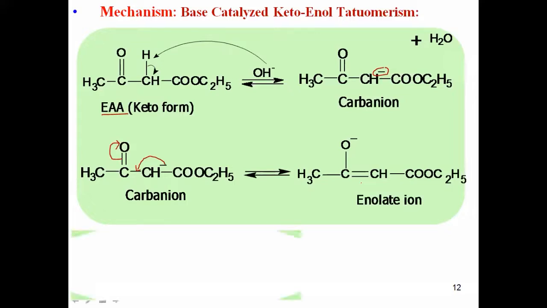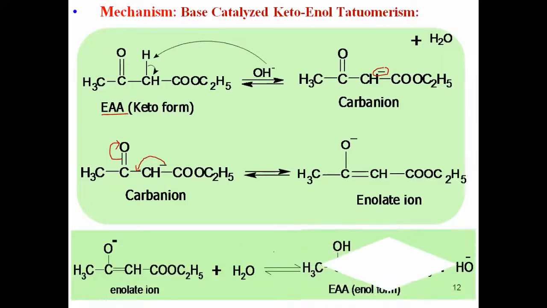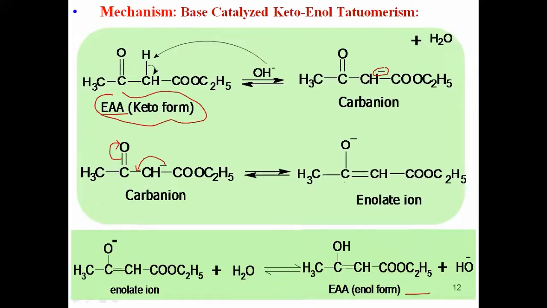Now this enolate ion takes one hydrogen from the water. There is a formation of OH group, and that OH is attached to the double bonded carbon, and this form is nothing but the enol form of ethyl aceto acetate, and thus this keto form of ethyl aceto acetate converts into corresponding enol form. म्हणजे आपण हा मेकॅनिझम स्टडी केलेला आहे.